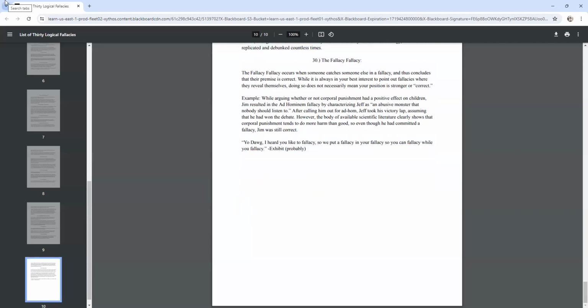Okay, so these are the 30 logical fallacies. Please study and commit them to memory. It's very important stuff. And I will see you all next time.